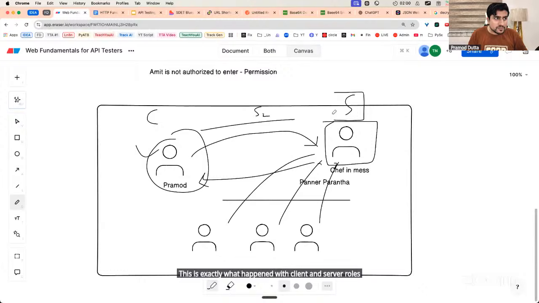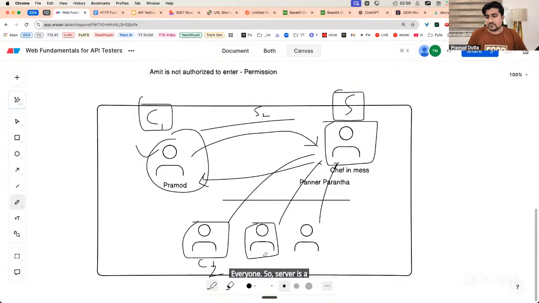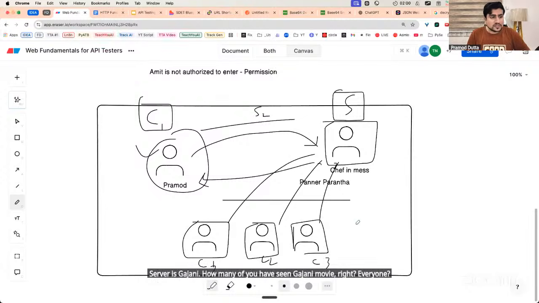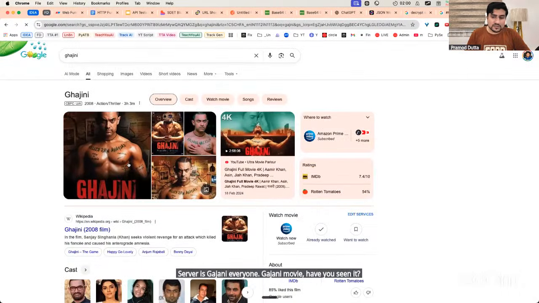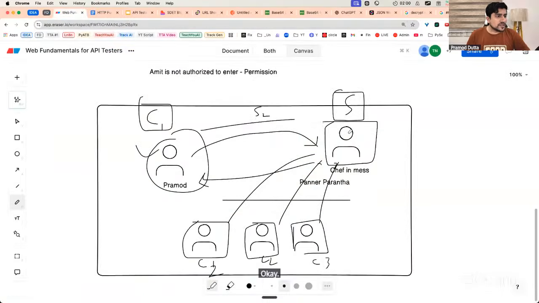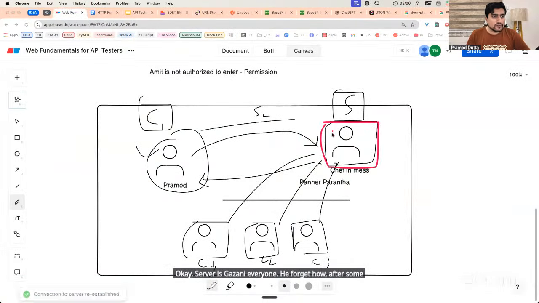How many of you are with me? Give me yes in the chat. So there are multiple clients which are interacting with the server, everyone. So server is a Gajani. Now you understood what I mean by this. Server is Gajani. How many of you have seen the Gajani movie, the Aamir Khan one? Yes or no? Server is like a Gajani, everyone. He forgets after some time, he forgets about you.